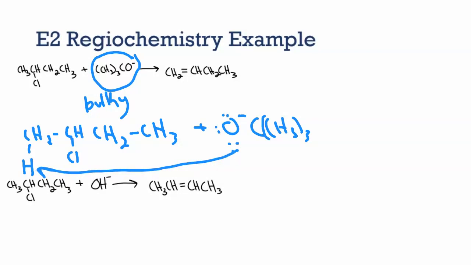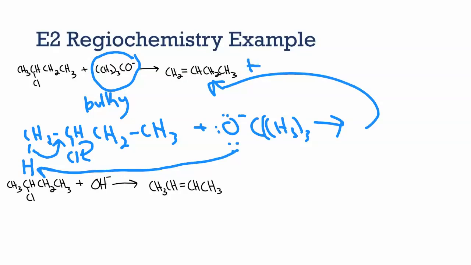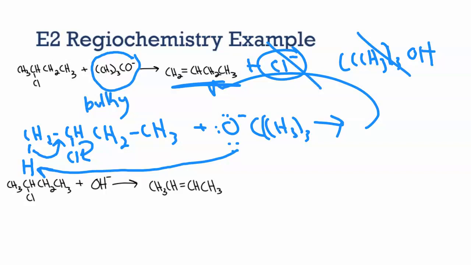Because the base is bulky, it's going to come and take this hydrogen on the end here. The C-H bond will break. Those bonding electrons will go to form a double bond here. And at the same time, because it's E2, the carbon-chlorine bond will break. Chlorine will come off as an anion, and then we'll have t-butanol. But we don't really care about those. Does that make sense?